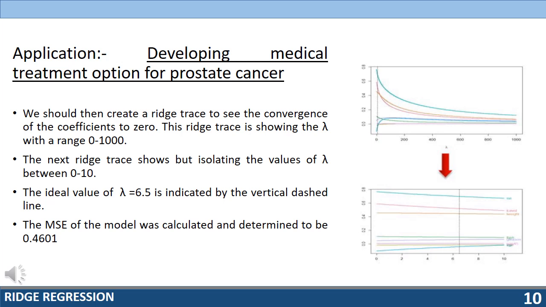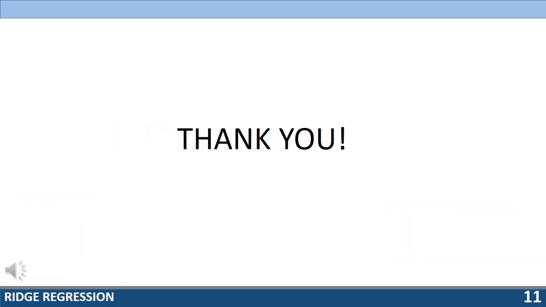The ridge trace is showing lambda with a range of 0 to 1000. The next ridge trace isolates the values of lambda between 0 and 10. The ideal value of lambda equal to 6.5 is indicated by the vertical dashed line. The MAE of the model was calculated and determined to be 0.4601. So here is the end of the presentation. Thank you.